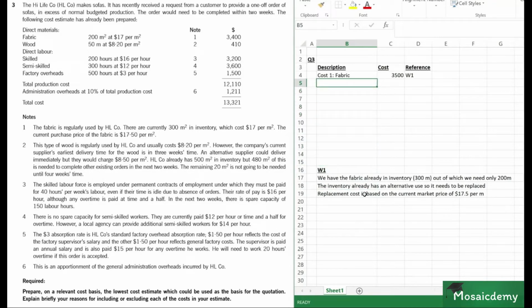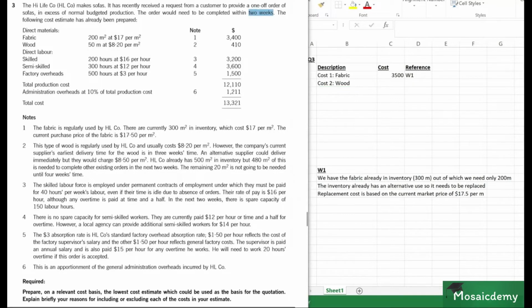So cost 2, and it seems to be talking about wood. So we'll just write wood here. Okay. So this type of wood is regularly used by HLCO and usually costs $8.2 per meter. Okay. However, the company's current supplier's earliest delivery time for the wood is in 3 weeks' time. Now, notice the project needed to be completed in 2 weeks up here, right?